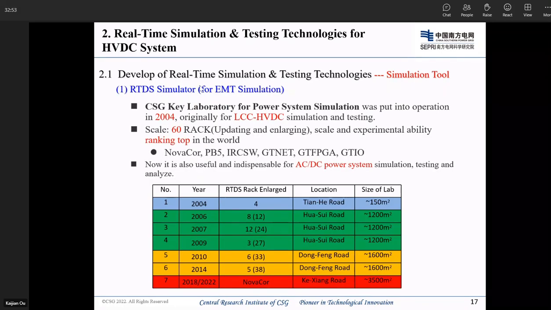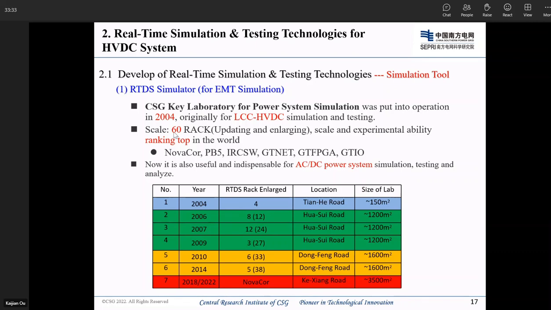First, I will introduce the simulation tools for the development of real-time simulation and testing technology in CSG. The first tool is the RTDS simulator for EMT simulation. We have an RTDS simulation laboratory in CSG. The laboratory is a CSG key laboratory for power system simulation, put into operation in 2004. Originally, it was for HVDC simulation and technology.